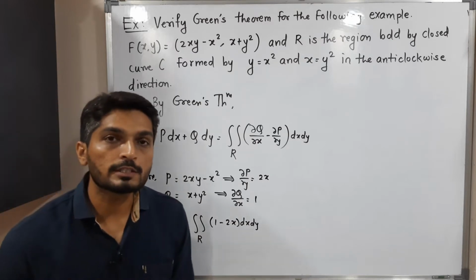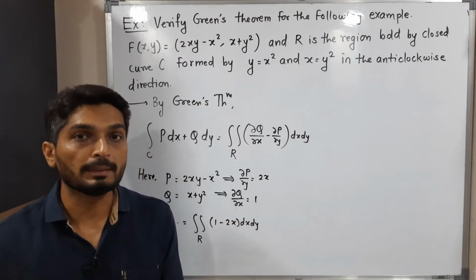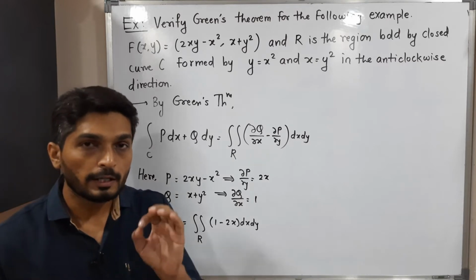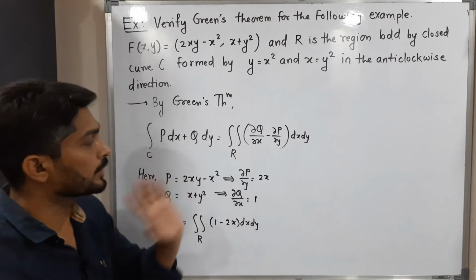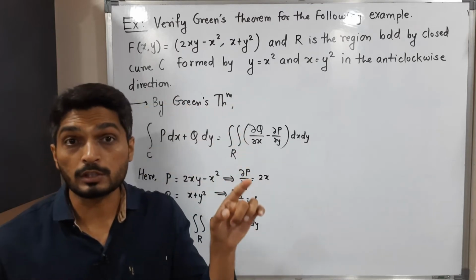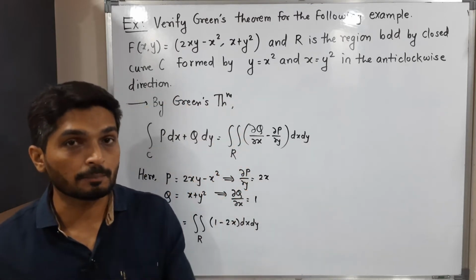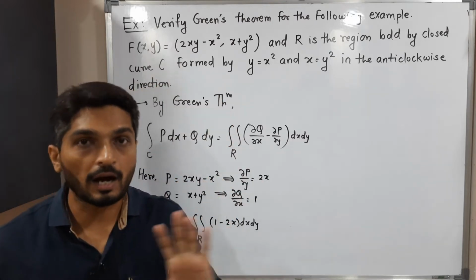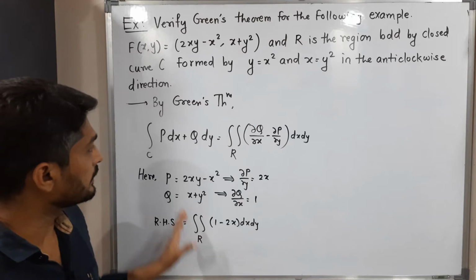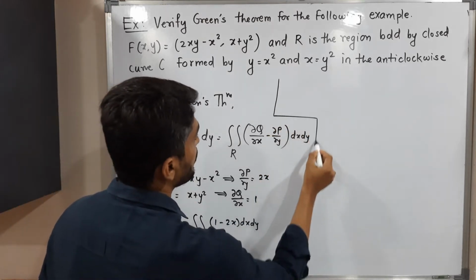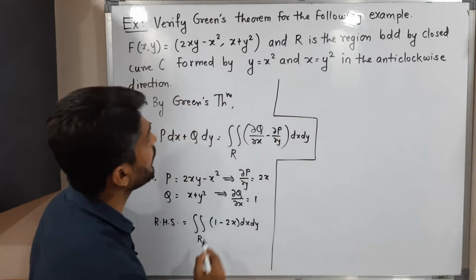To find the value of this double integration, we need to have limits. So we have to find the limits of this double integration. Let me tell you what C and R are. Here we always have a closed curve, getting? That is nothing but C. And the region bounded by C is nothing but R. So this type of C and R we have. Let us find the given region here.